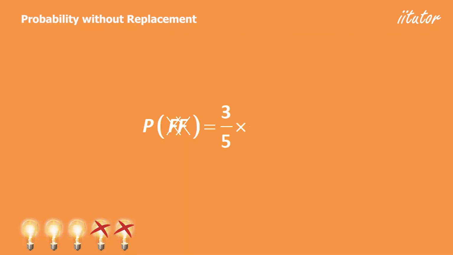So it's going to be 3 out of 5 times, 1 less on top and bottom, having 2 out of 4. There's only 2 non-faulty globes left after I've picked one, so there's 2 on top. And out of 5, I only have 4 left to choose from, so it's out of 4. You should get 3 on 10. So do you get the idea?